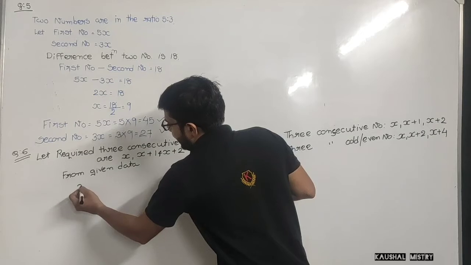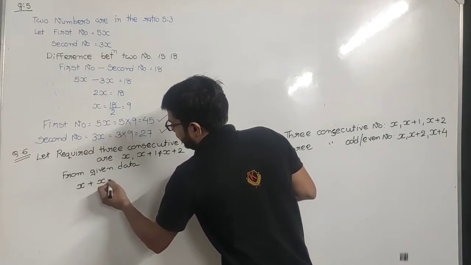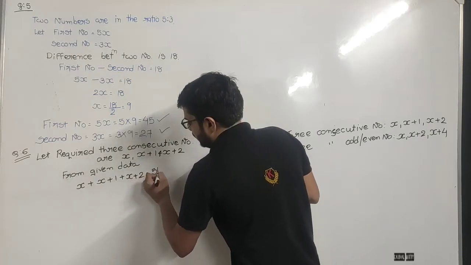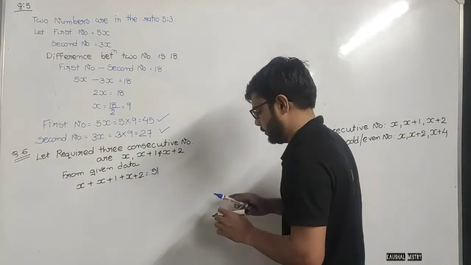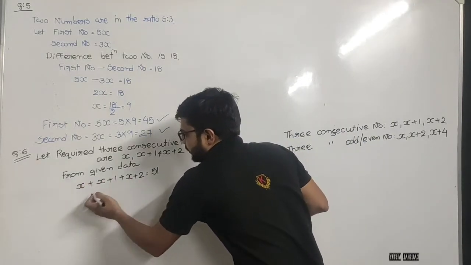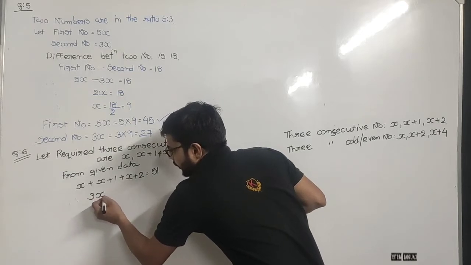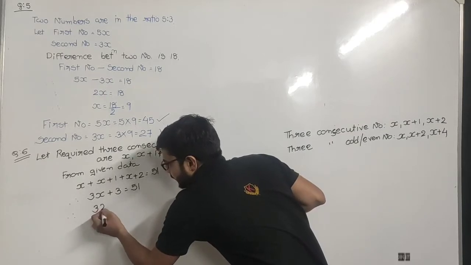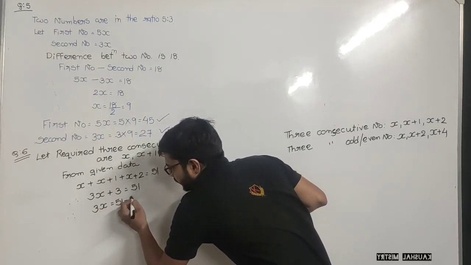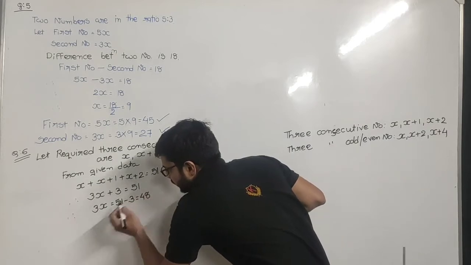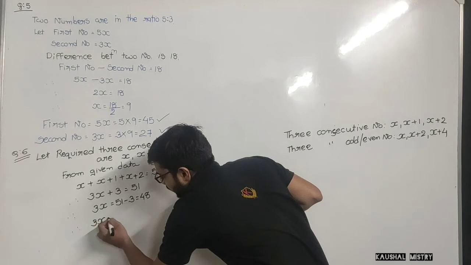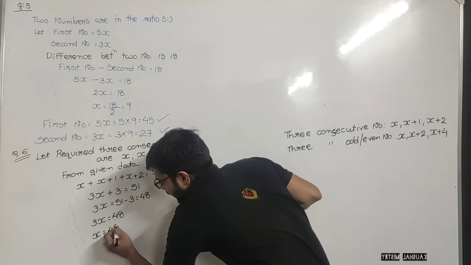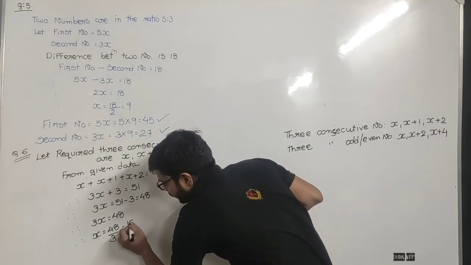the sum of these three will be x plus 1 plus x plus 2 is equal to 51, right? So x plus x plus x, that is equal to 3x, 1 plus 2 is equal to 3, that is equal to 51. Therefore 3x is equal to 51 minus 3, that is equal to 48. So therefore 3x is equal to 48. So therefore x is equal to 48 by 3, that is equal to 16.